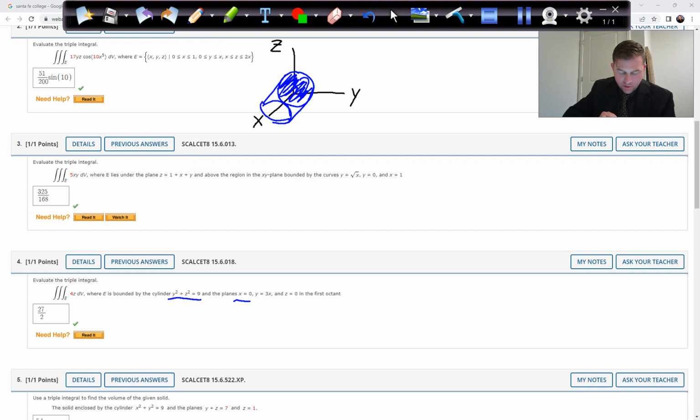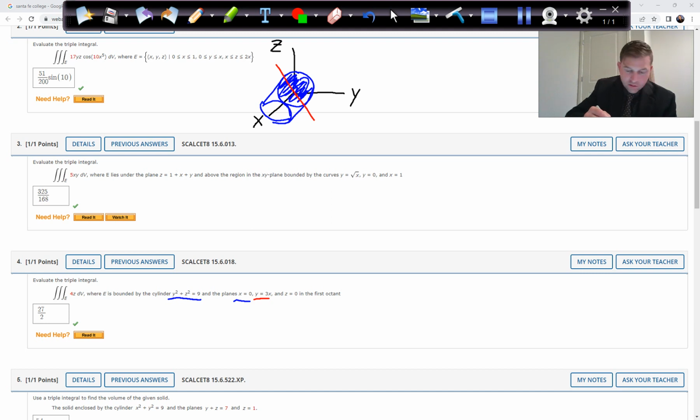Y equals 3x. So this is actually a plane. Y equals 3x is a straight line plane that's going to go through like this. And it's basically going to slice this cylinder.